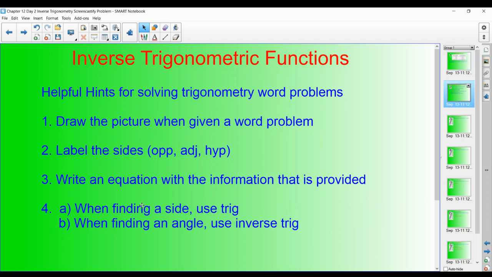So a few helpful rules similar to last time. Always draw the picture, label it. We have the opposite, the adjacent, the hypotenuse. This time we're going to have two sides. We're then going to write an equation. And if we want to find a side, we use trigonometry. So we use sine, cosine, or tangent. When we want to find an angle, we use inverse trig. That's the sine with a raised to the negative first power. It's called the inverse sine. Cosine to negative first, inverse cosine, or we could use inverse tangent as well, depending on what sides we're given.